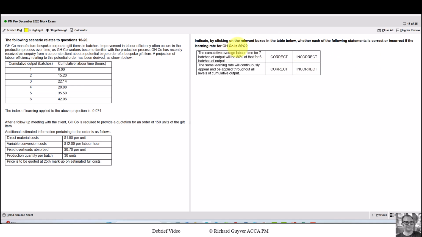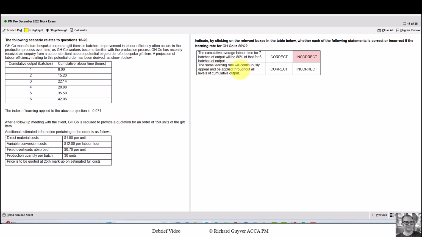So with a learning rate of 80%, is it correct that the cumulative average labour time for 7 batches of output will be 80% of that for 6 batches of output? This is incorrect. An 80% learning rate occurs when we double the output, i.e. going from 6 batches to 12 batches, you double the output, then the cumulative average time will be 80% of the previous average time. So that one's incorrect.